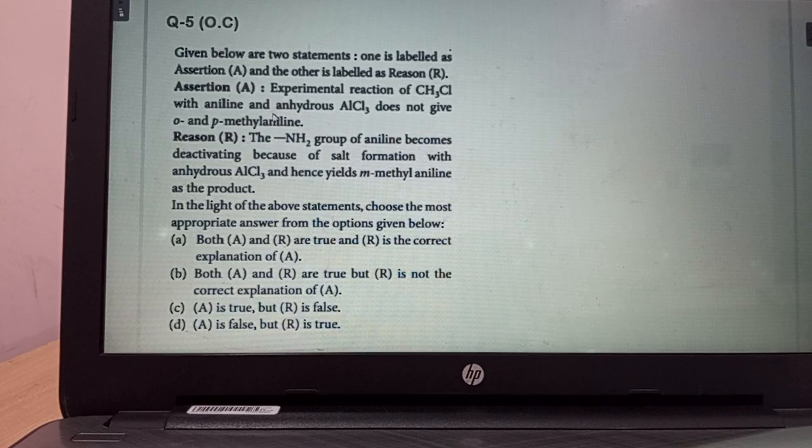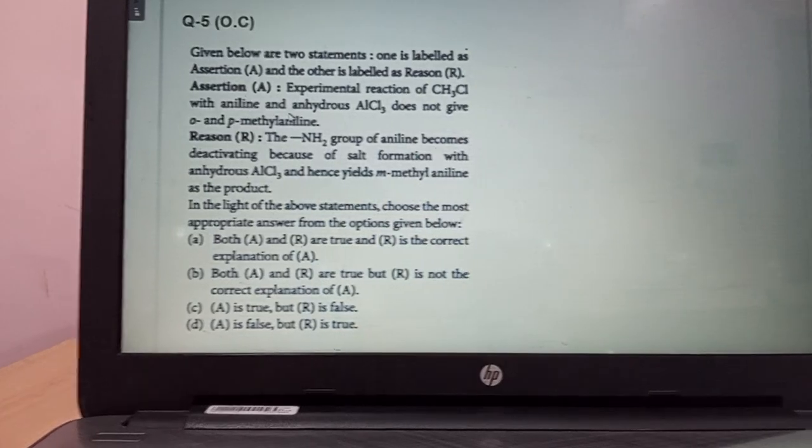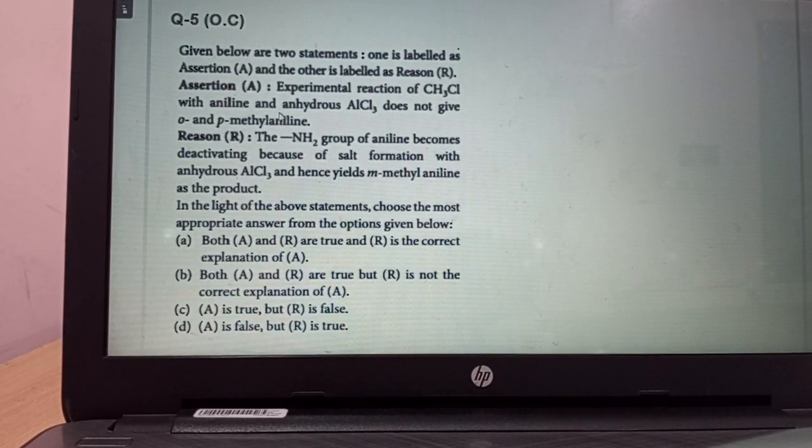They have given some statements like this. You observe here, given below are two statements: one is labeled as assertion A and another one is labeled as reason R. Assertion: the reaction of CH3Cl with aniline and anhydrous AlCl3 does not give ortho-para methyl aniline. It is very clear that ortho-para methyl aniline is not coming when aniline reacts with methyl chloride in the presence of AlCl3.